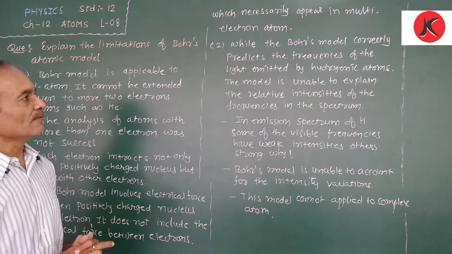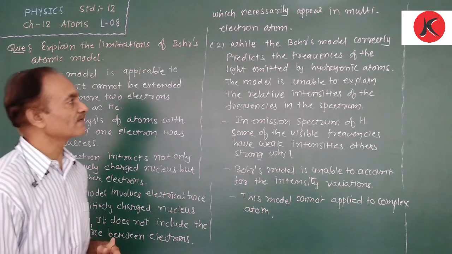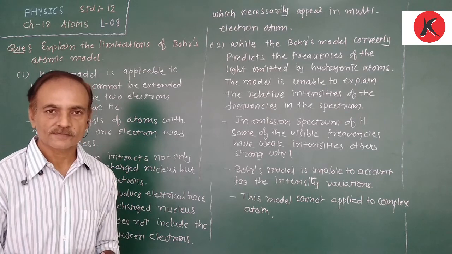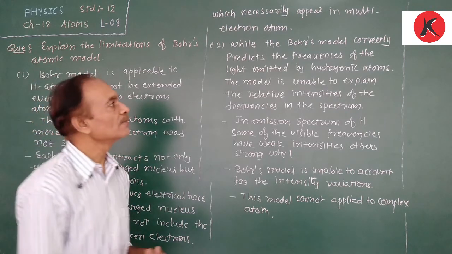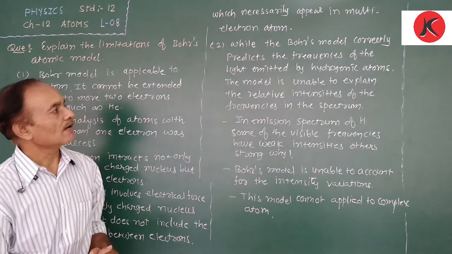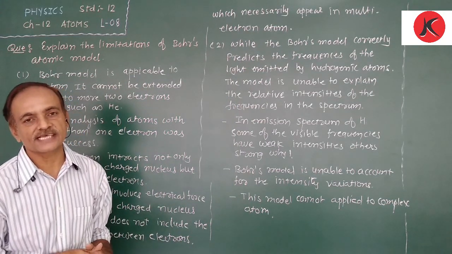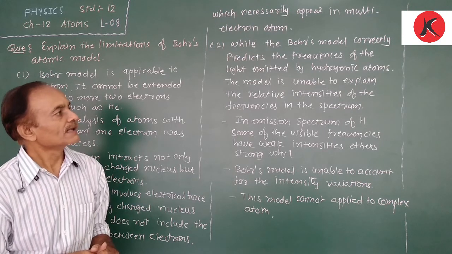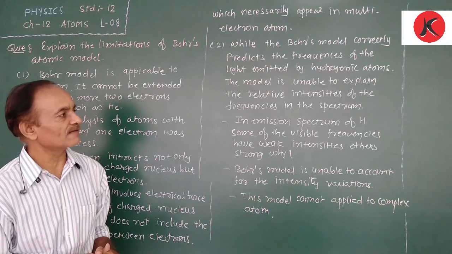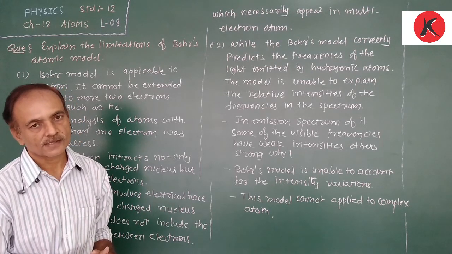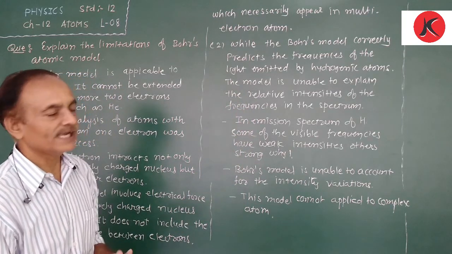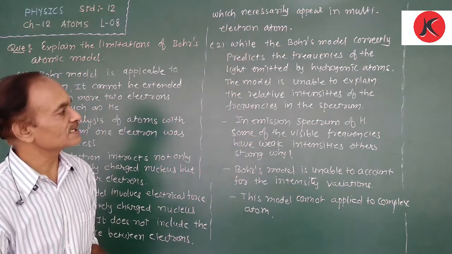Second, while Bohr's model correctly predicts the frequency of the light emitted by the hydrogenic atom, the model is unable to explain the relative intensity of the frequencies in the spectrum. Bohr's atomic model does not explain the relative intensity of frequency in the spectrum.